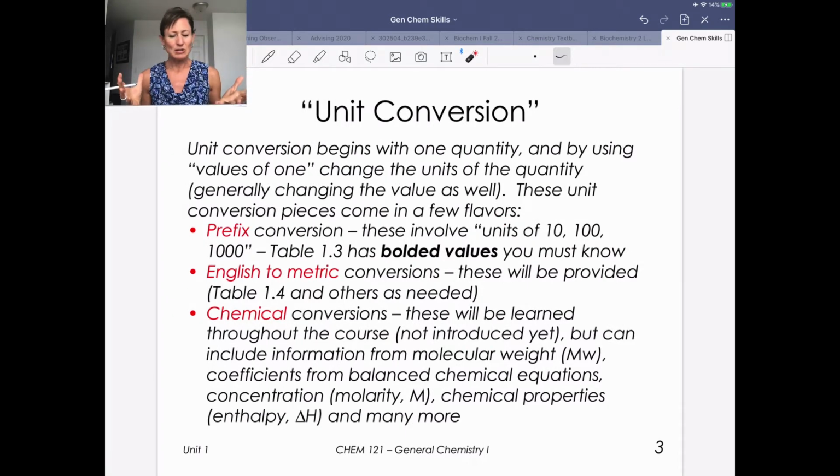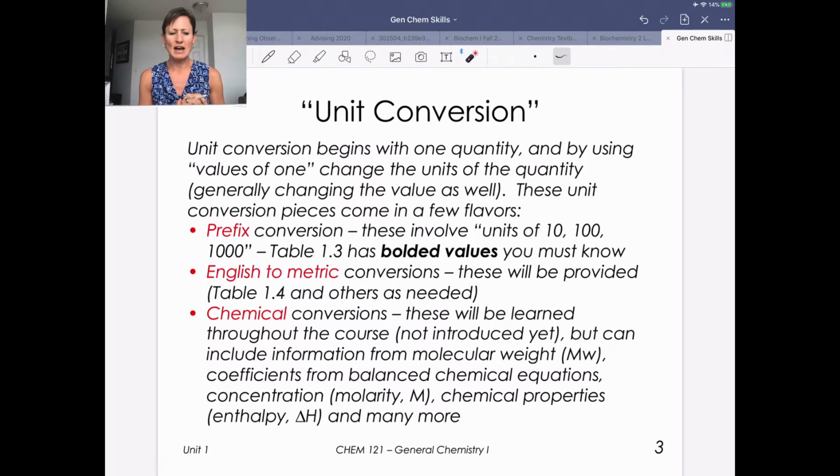All right, so this concept of unit conversion, unit meaning unit of one, it starts out with one quantity, and by using these values of one, we're basically going to be changing the units of the quantity, which also will change the numerical value, but we're maintaining equality. We're not changing what we have, we're just changing the units that it's in. And so when we think about doing unit conversion, these unit conversion pieces come in a few flavors, some that you're going to have to know and memorize, and some that will be provided for you.